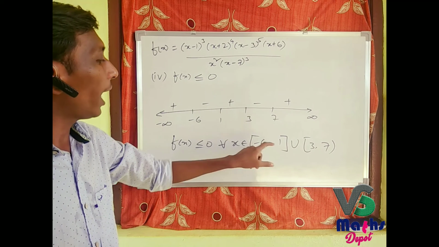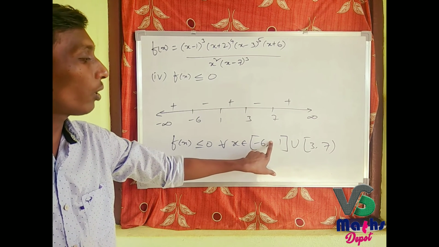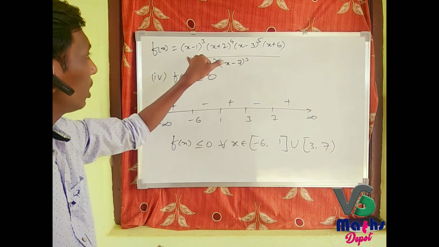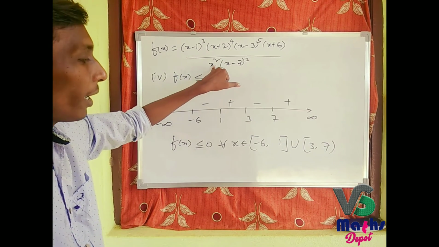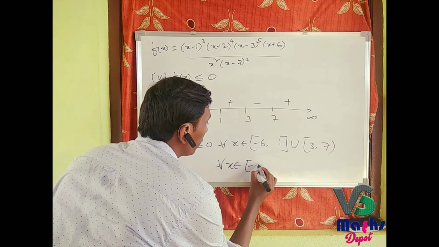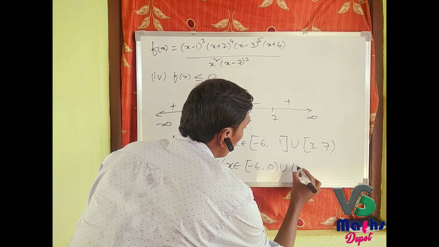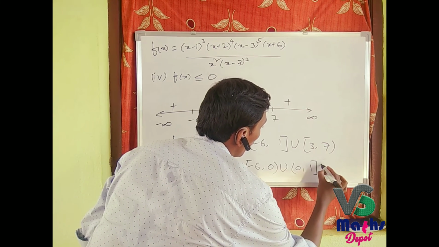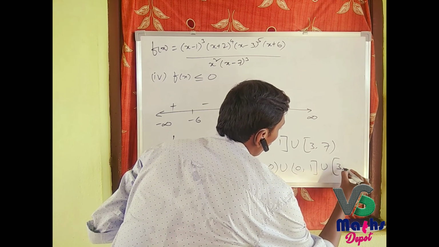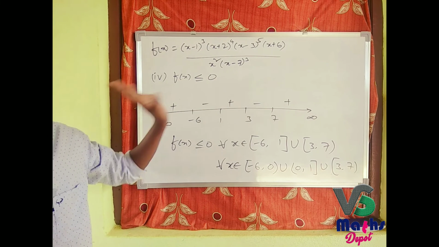And x is equal to 0 is present in this interval. Therefore, we have to remove that, because at x is equal to 0, this function is not defined. Therefore, for all x belongs to minus 6 to 0 union 0 to 1 union 3 to 7, this is open. This is the answer for f of x less than or equal to 0.